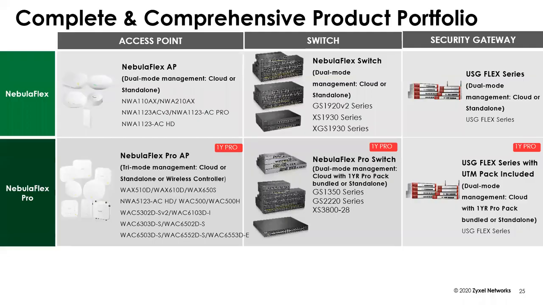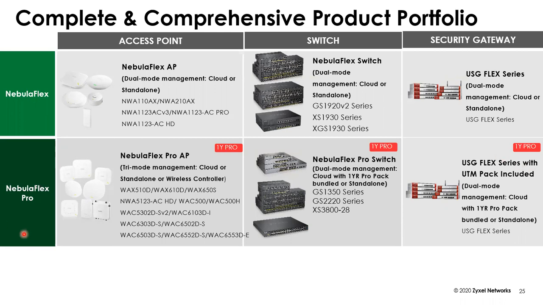When it comes to products that work with Nebula, it covers a pretty broad lineup of our products. On the Nebula Flex side, so these are products that are dual mode, either standalone or cloud, you have our access points that start with the number 1 or the number 2. So things like the NWA 1123, the NWA 210, those are Nebula Flex. On the switch side of things, our GS 1920 V2 series, our XS 1930 and XGS 1930 series are all dual mode. And on the security gateway side of things, we have the USG Flex.